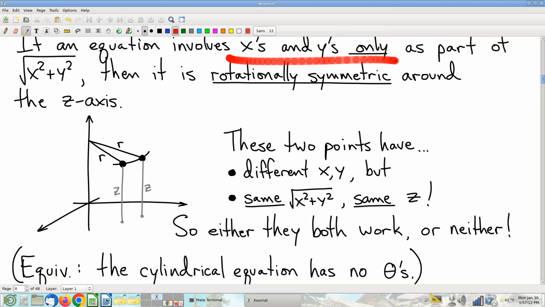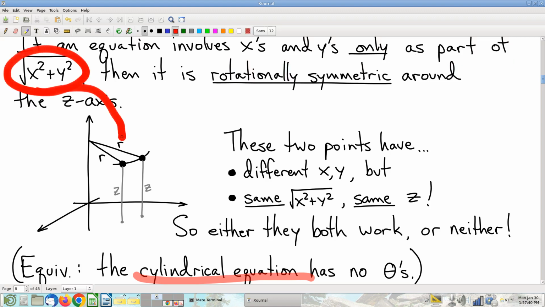If x and y appear only as part of this expression again, let's think about what would happen if I converted this into cylindrical coordinates. How do you convert an equation into cylindrical coordinates? Well, everywhere you see x, you put r cosine theta instead. Everywhere you see y, you put r sine theta instead. But there's various other conveniences, and one of the convenient tricks is everywhere you see square root of x squared plus y squared, you just put r.